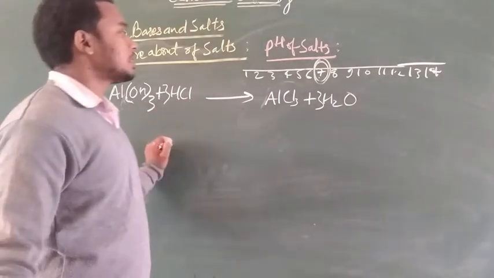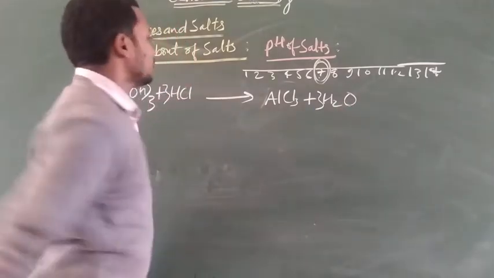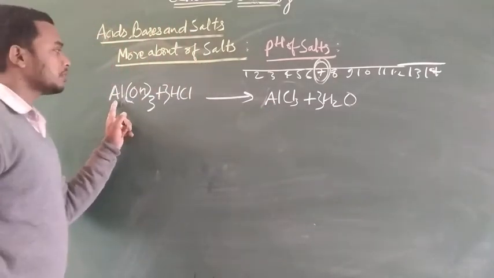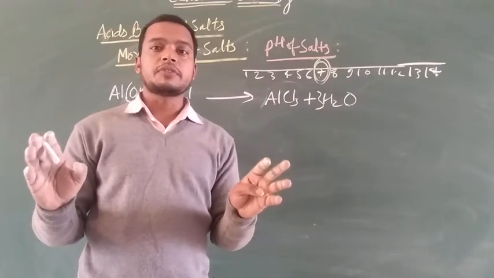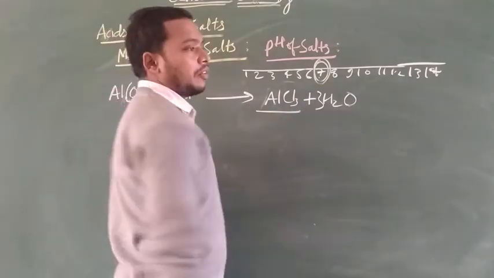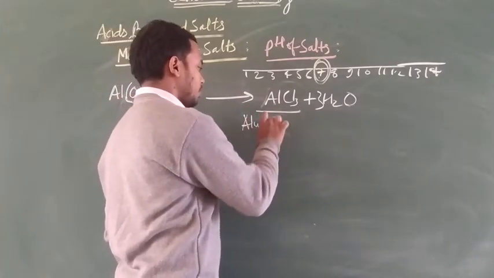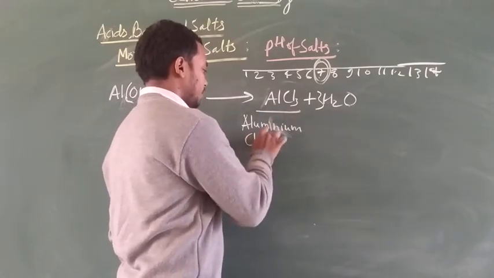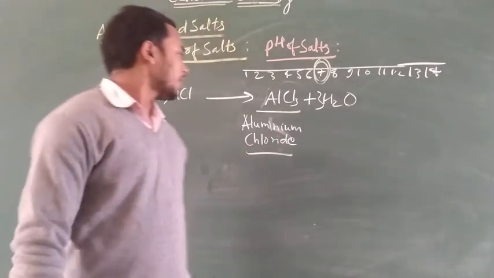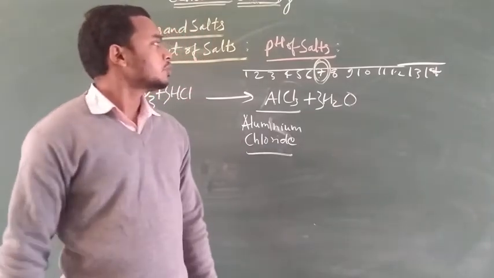So, here 3HCl means 3 hydrogen, and here 3 times 2 is 6 hydrogen, and 3 oxygen here and 3 oxygen there, and aluminum is 1. In this way our whole chemical equation gets balanced. Now we have to identify the pH of our given salt, which is aluminum chloride, and how we confirm the range of pH.